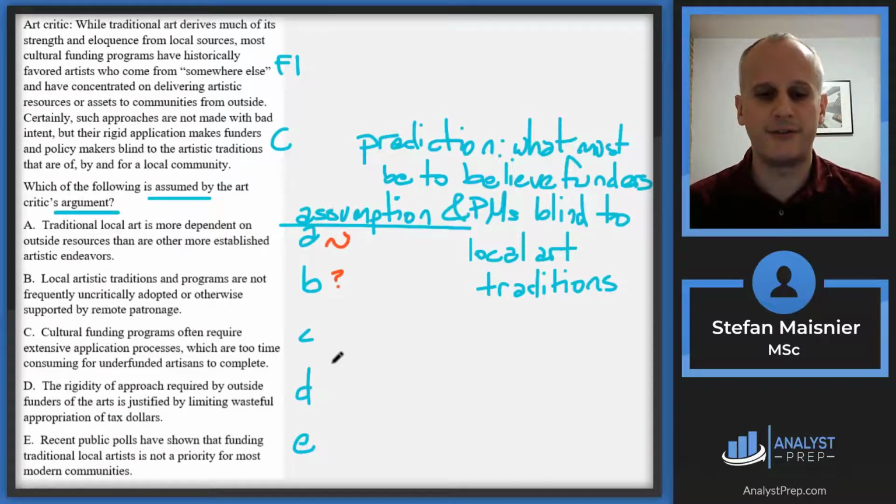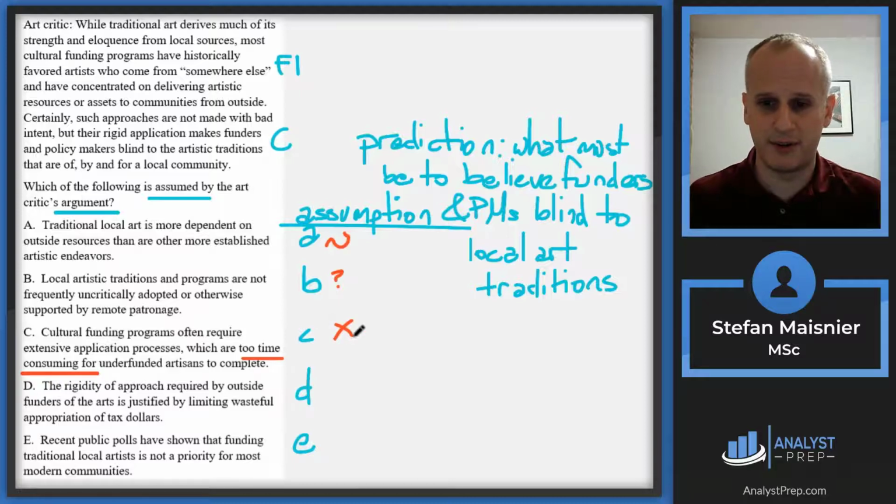Then, cultural funding programs often require extensive application processes, which are too time-consuming for underfunded artisans to complete. We finally have our first X. We're like, okay, whether or not they are extensive application processes and they're time-consuming, that has nothing to do with whether the funders are going to be blind to the local art tradition. So whether this is true or false, we can say this has no impact on the argument.